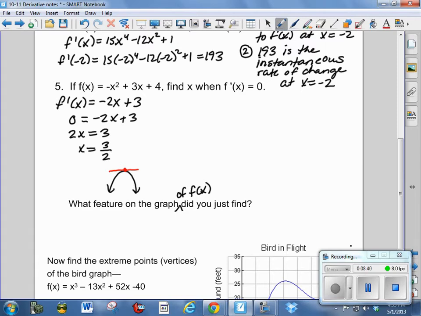So that means I could draw a sketch of this graph. I know 3 things so far. I know it's a parabola. I know it's upside down. That's 2 things. I know it has a y-intercept of 4.